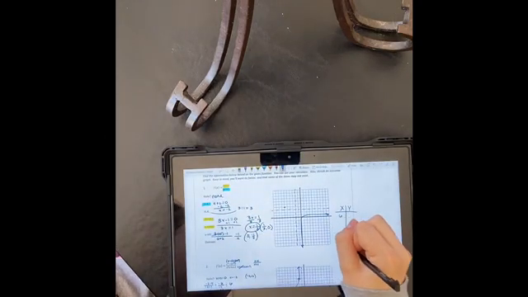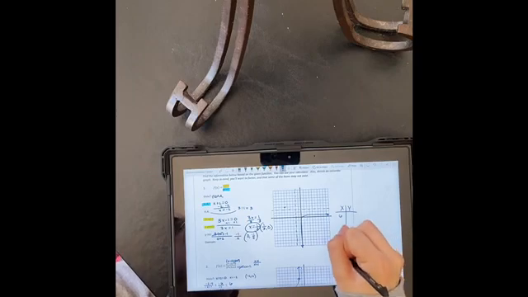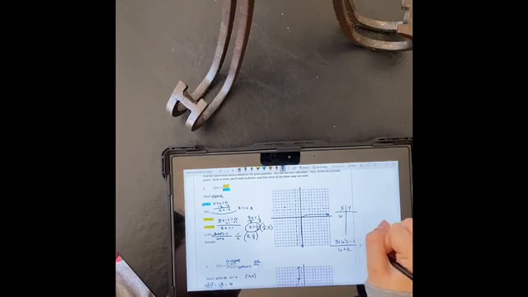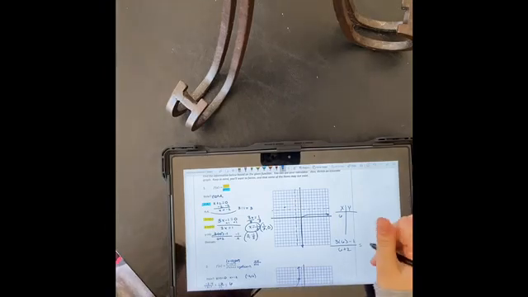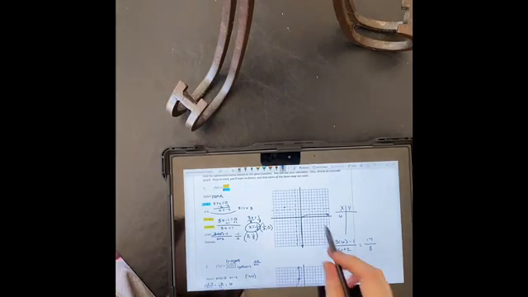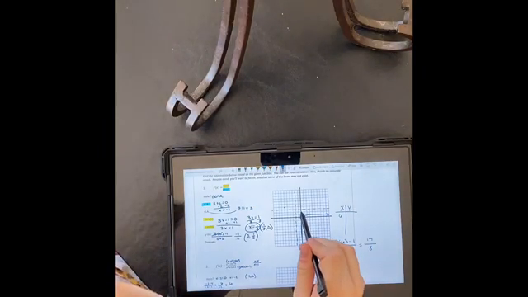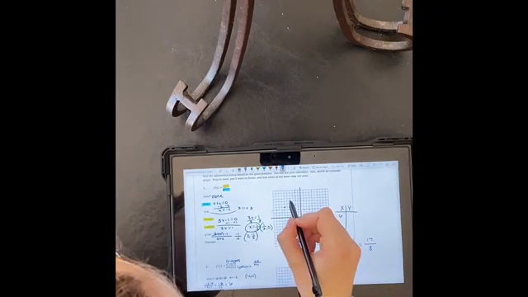So it's going to be 3 times 6 minus 1 over 6 plus 2. So this is all going to equal, 3 times 6 is 18, minus 1 is 17, over 6 plus 2 is 8. So it's going to be 17 over 8. So that's going to be about right here.